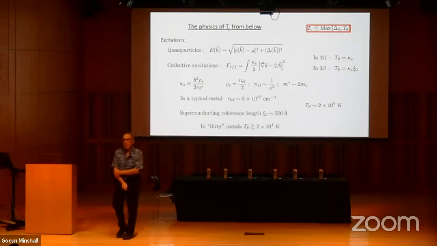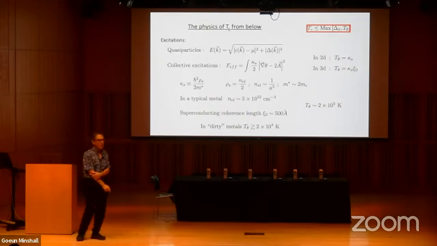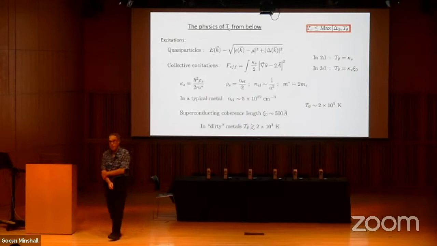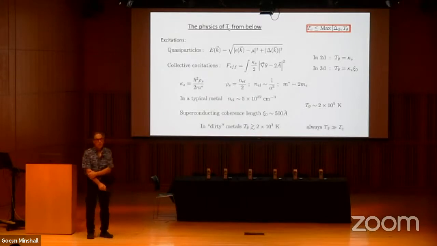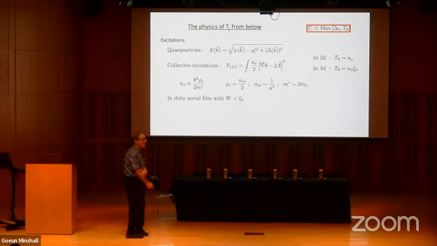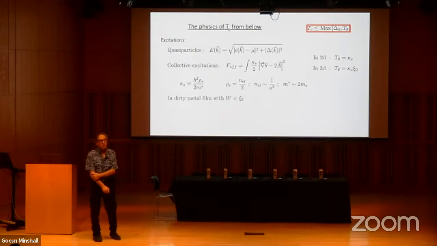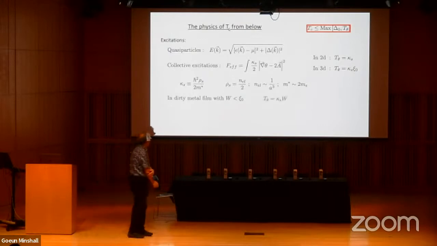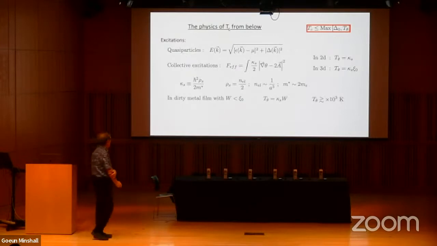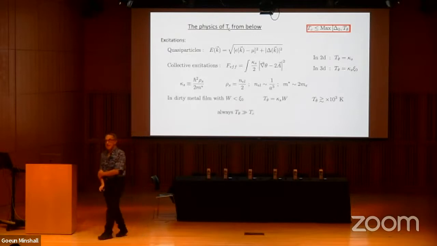We can do better by working with dirty metals. In dirty metals, this quantity is reduced by a ratio of the electron mean free path to the coherence length, which is maybe as much as a factor of 100. So we're at 2 × 10³ Kelvin, still in the regime where T theta is much bigger than Tc. We can go to thin films. In this case, the thickness of the film replaces xi naught. Maybe the film is 20 angstroms thick or something. We're still at above 10³ Kelvin. So we simply can't violate this in conventional metals.